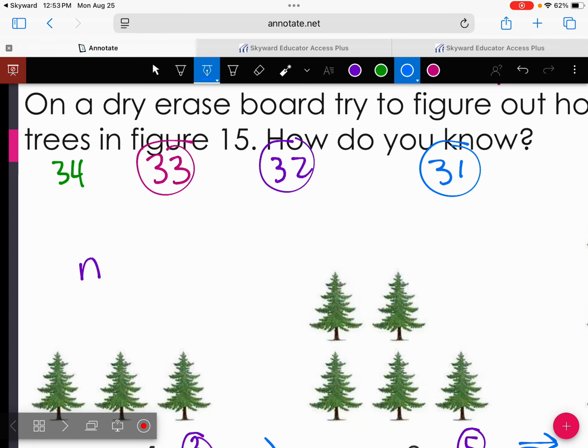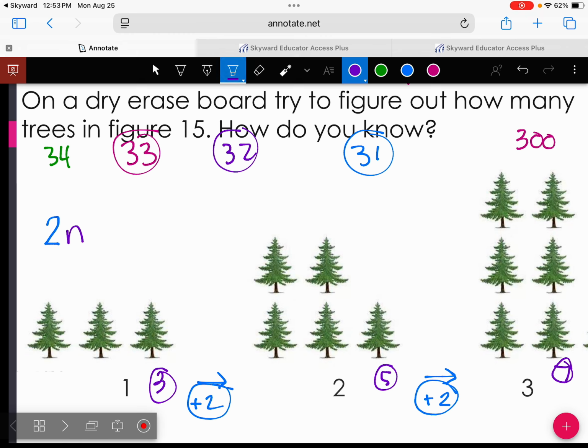The 2 goes with the n, so it's going to be 2n, because every time we change figures, it goes up by 2. So figure 1 has 1 set of 2, figure 2 has 2 sets of 2, figure 3 has 3 sets of 2. So 2n plus how many extra trees are there? 1. So 2n plus our 1 extra tree that's just hanging out over there.